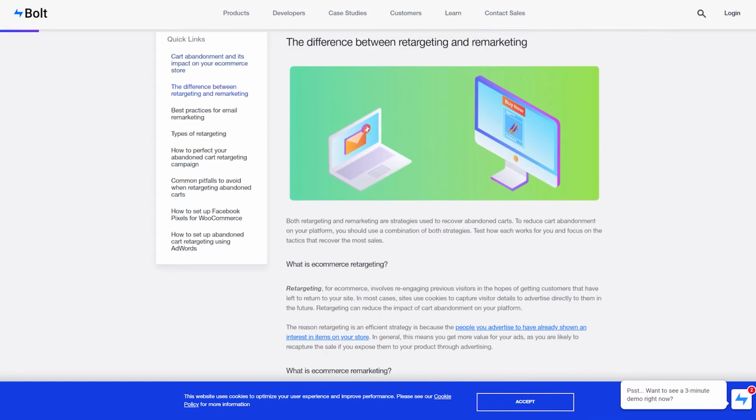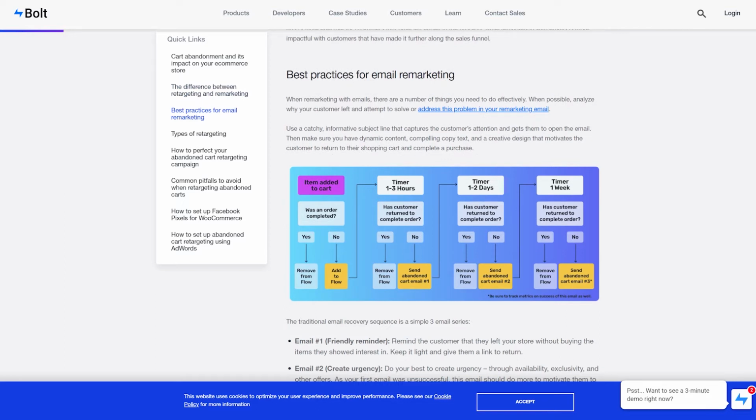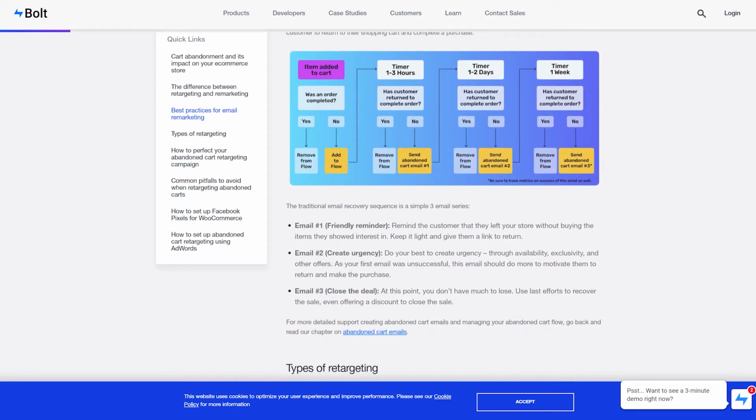However, anytime you have a cart abandoner's email address, it is always a good idea to email them a reminder that they haven't completed their purchase yet. Worst case scenario, they still don't buy, but you also didn't spend a penny on the reminder.